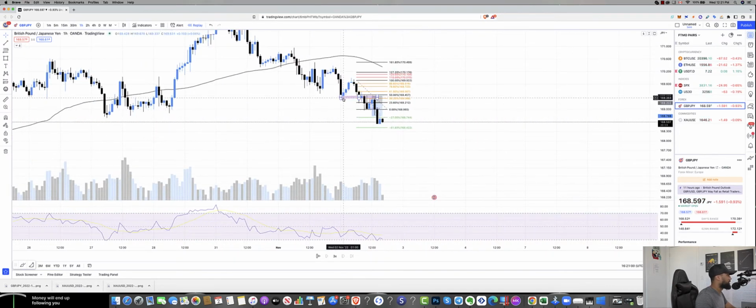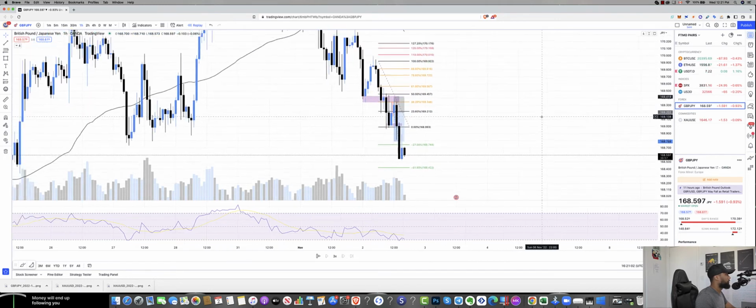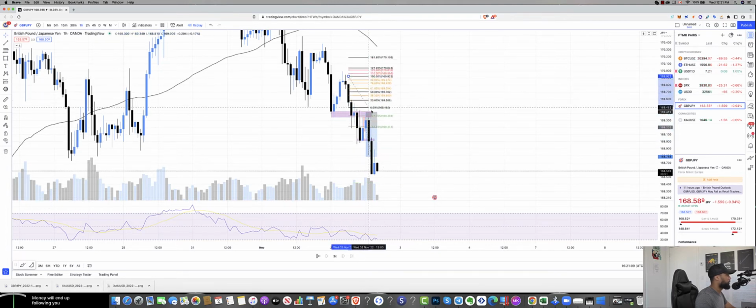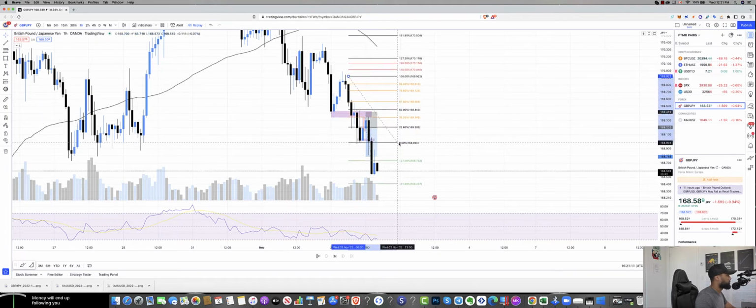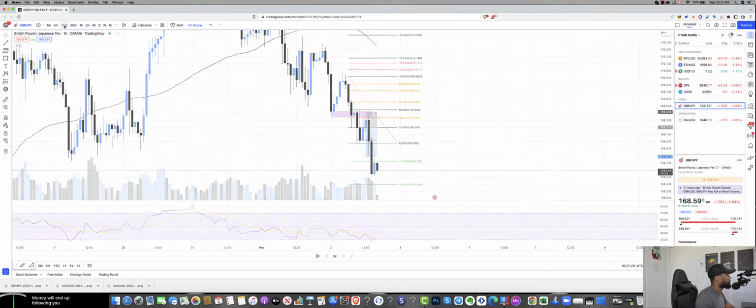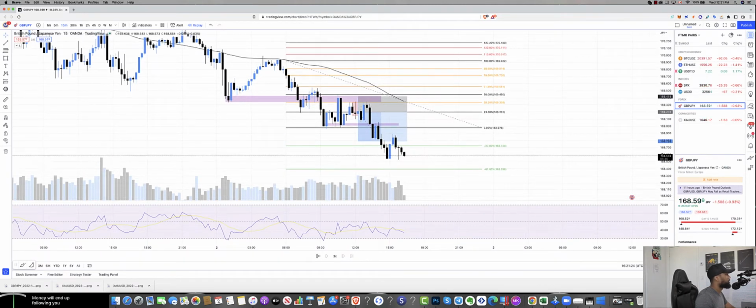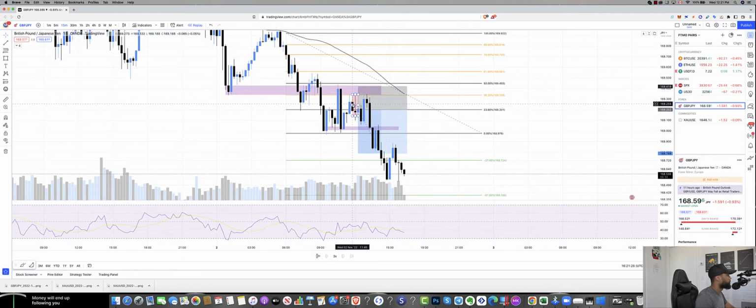We have a resistance, which was support. And if I put my fibs from point A to B, so we have point A up here, point B down here, I have an area of confluence, right? So I have the 38.2 plus the resistance. So what happened with this trade was I entered this short over here.